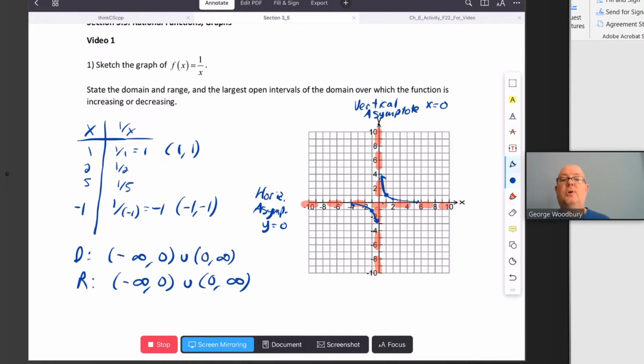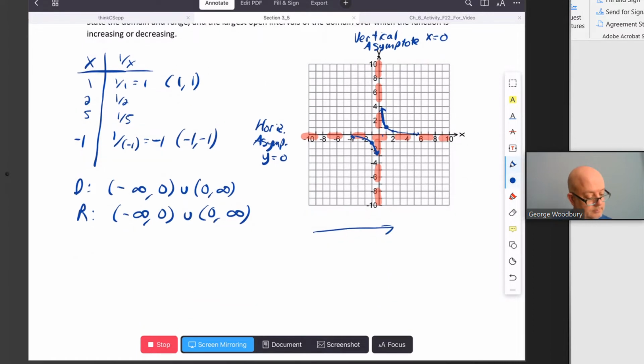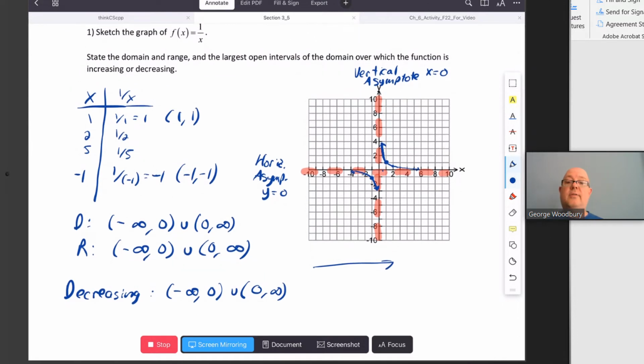All right, so where is it increasing or decreasing? As we read this graph from left to right, on that left side branch, that's decreasing, right? It's going down to the right. And once we jump over the vertical asymptote, this top part also is coming down from the left to the right. So this is actually decreasing over the entire domain, which again was from -infinity to 0, union 0 to infinity. So that's the basic graph of 1 over x.